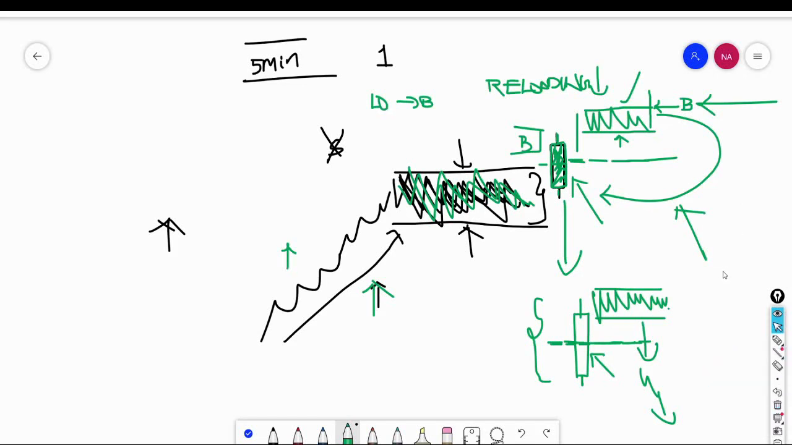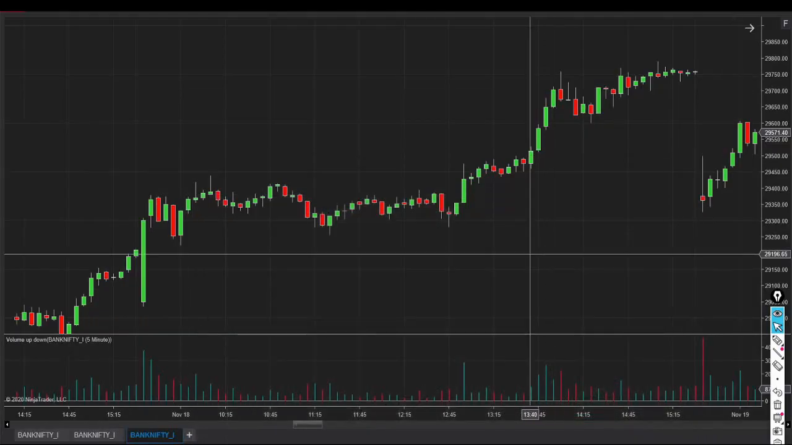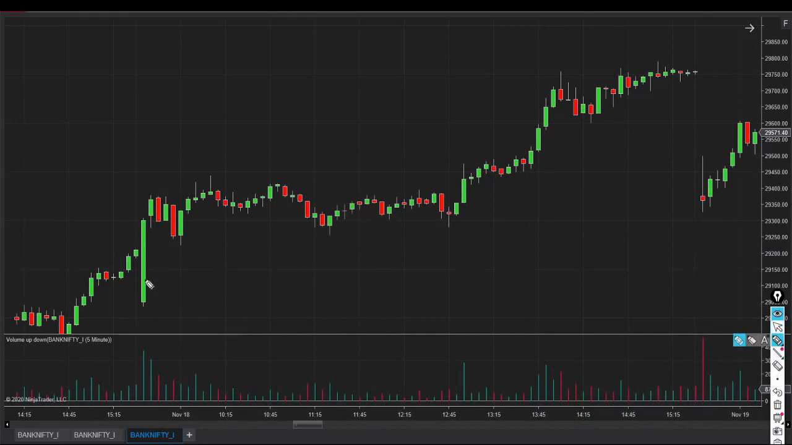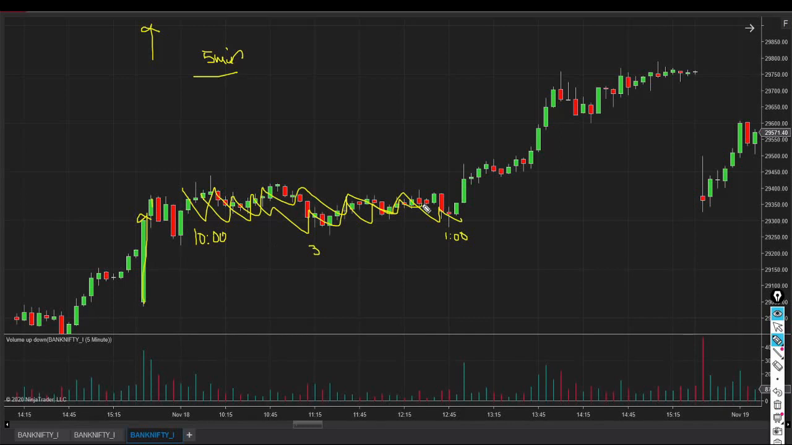Let me show you an example so that you will get more clarity on it. Look at this auction which is getting developed here. In the morning, stock price shot up straight away, and what is happening? A bigger balance is getting developed. This is a 5-minute time frame chart. From almost 10 a.m., price started to be in a sideways mode. It has been almost 1 p.m., that is 3 hours of balanced auction getting developed.